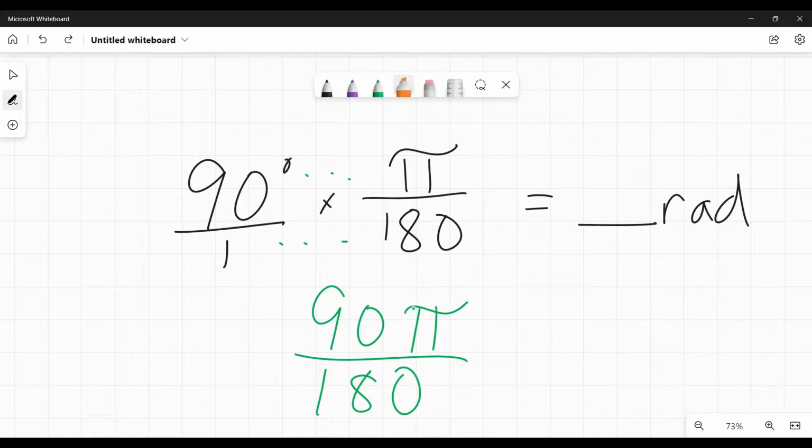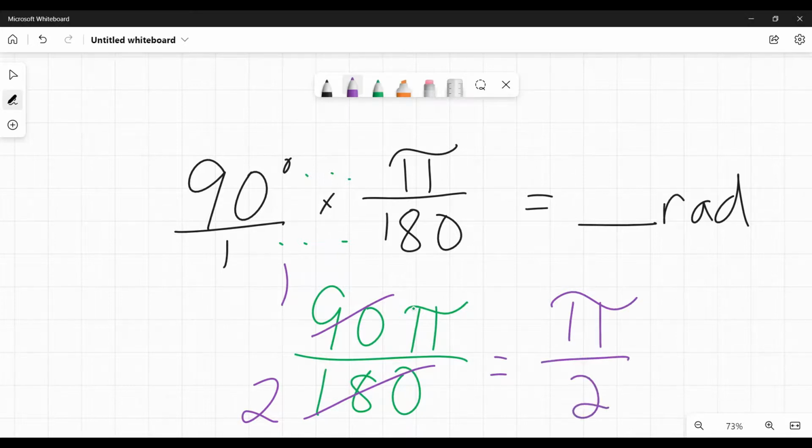Does any number go into both of those? Well, a lot of them do actually. 3 goes into that, 15 goes into that, 45 goes into that, but I want the biggest number, and that's 90. 90 goes into both of them. 90 goes into 90 one time, and 90 goes into 180 2 times. So I'm left with 1 times pi, or pi on the top, and just 2 on the bottom. And there's my answer, pi over 2 radians.